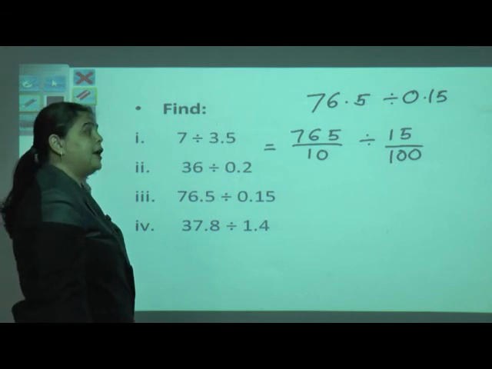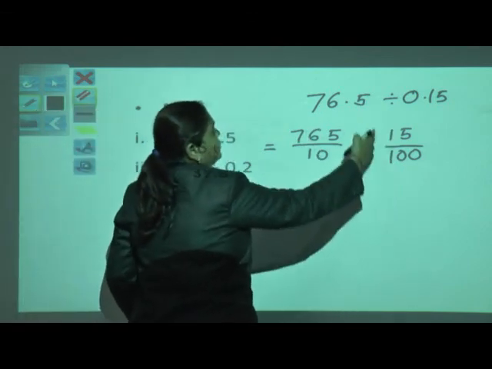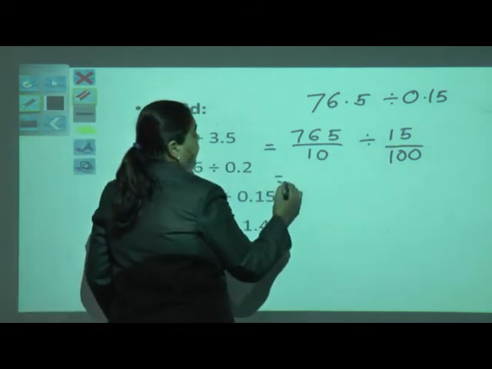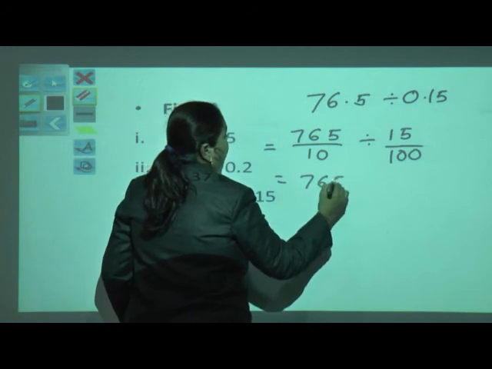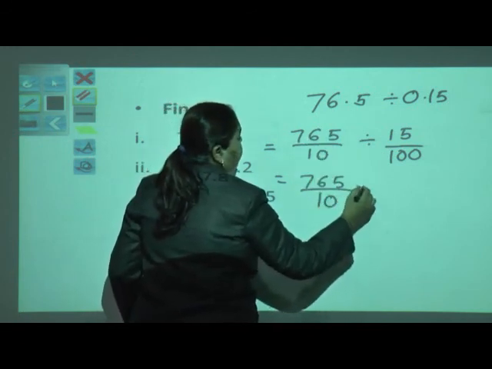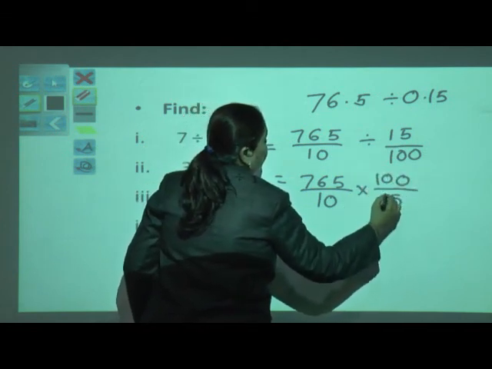Now this can be done very easily because we have both the fractions and we have the division. Now we will convert the division into multiplication form. First you have to write this fraction as it is, multiplied by the reciprocal, which will be 100 upon 15.